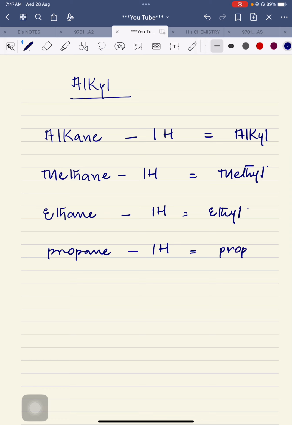Okay, let's see the formulas now. I will write down the formulas along with them, but I'm going to write them with the red color so that you people may be able to differentiate. So it is CH4, for example, the formula of methane. When we subtract one hydrogen out of it, it is going to give you CH3. Here it is C2H6, and when we remove one hydrogen, it gives you C2H5 called ethyl. Here it is C3H8 called propane, and the propyl will be C3H7.